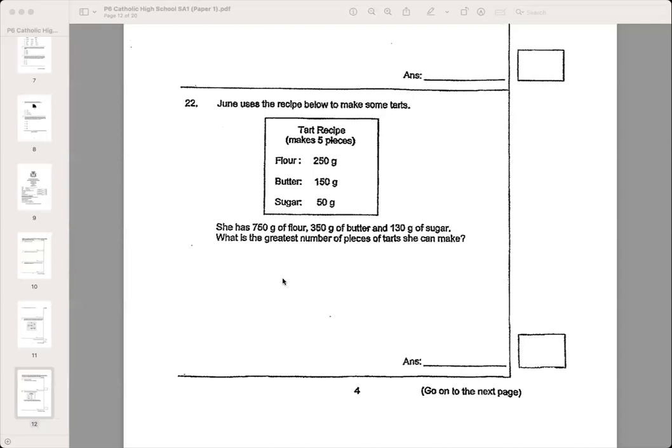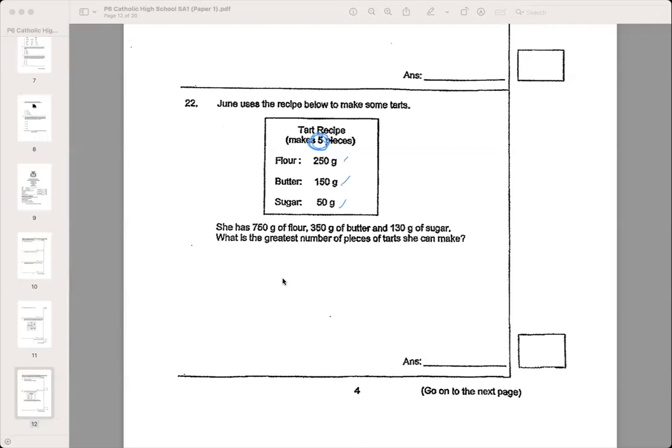So the diagram here shows you the recipe to make 5 pieces. Don't miss this. This is the recipe for 5 pieces, not 1 piece. So to make 5 pieces, you must have at minimum this, and this minimum. You can have a lot of flour, a lot of butter, but maybe only 10 grams of sugar. It can't make the tarts. All right, it's got to be at minimum each of the values given.